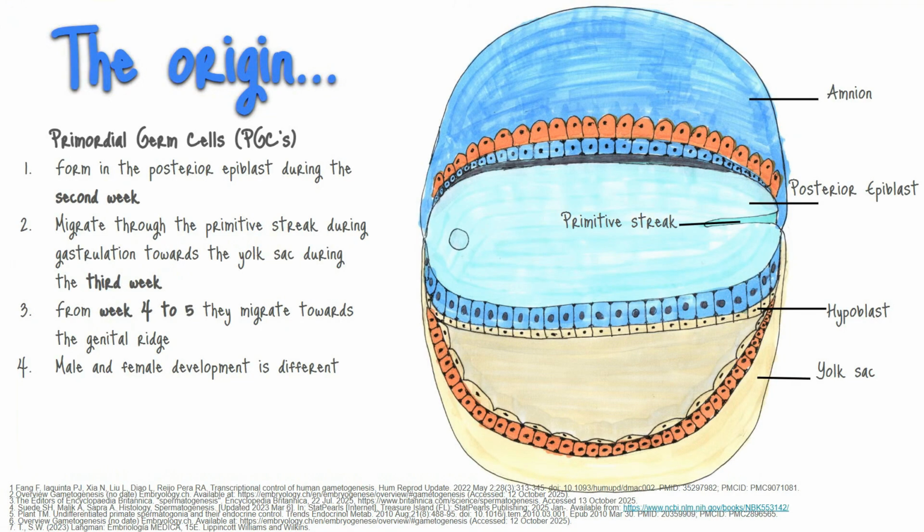I wanted to show that during this week, cells from the posterior epiblast are selected to be primordial germ cells. Posterior meaning they are closer to the feet once the baby develops. Later, they migrate through the primitive streak during gastrulation towards the yolk sac in the third week. From week 4 to 5, they migrate towards the genital ridge, which is not shown here. Also, the image shows the epiblast, which is in a bilaminar disc stage. Gastrulation makes it a trilaminar disc. These terms will be explained in future videos.